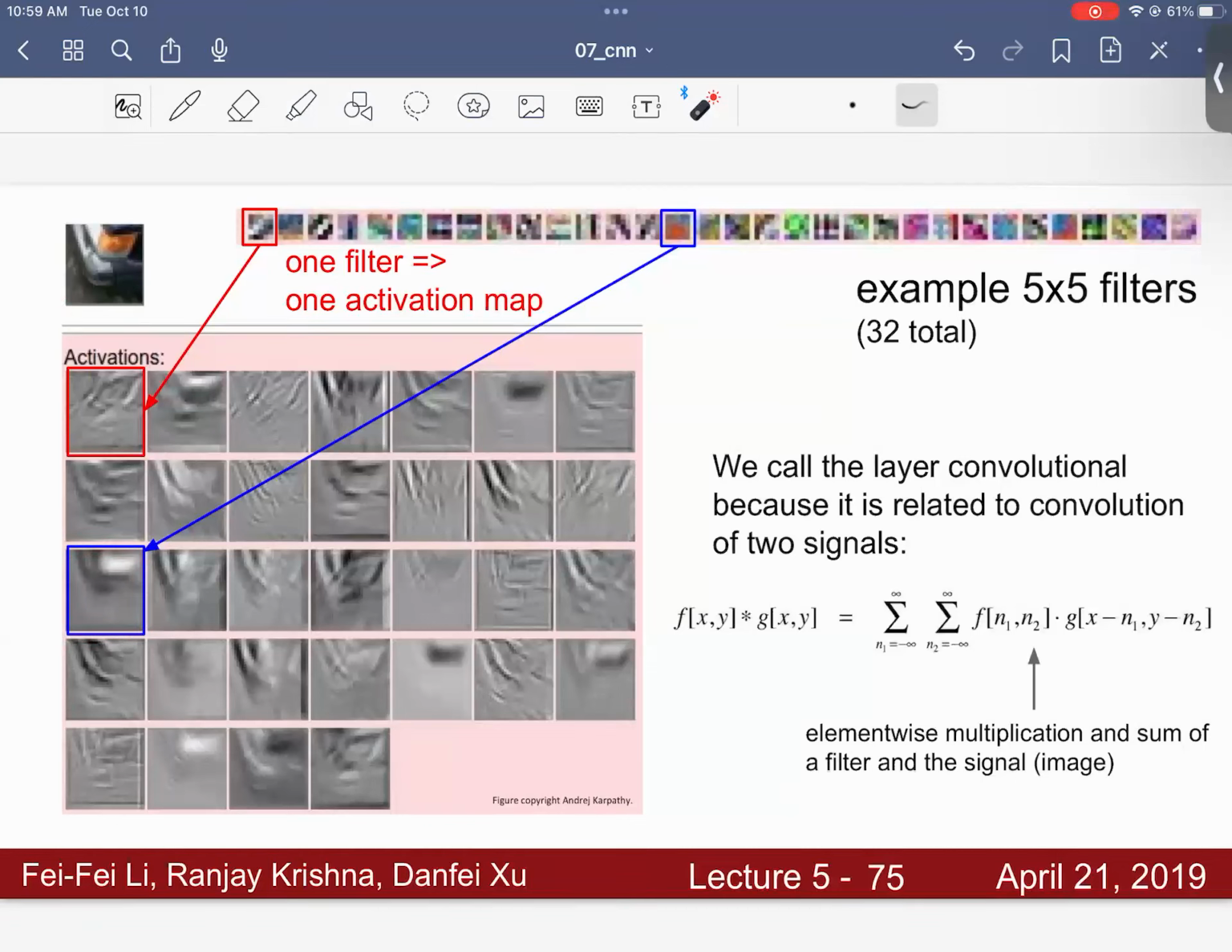It seems like this filter is focusing on a headlight. I think this is a car. So headlight, I don't know. I'm not sure what this guy is focusing on. Anyway.